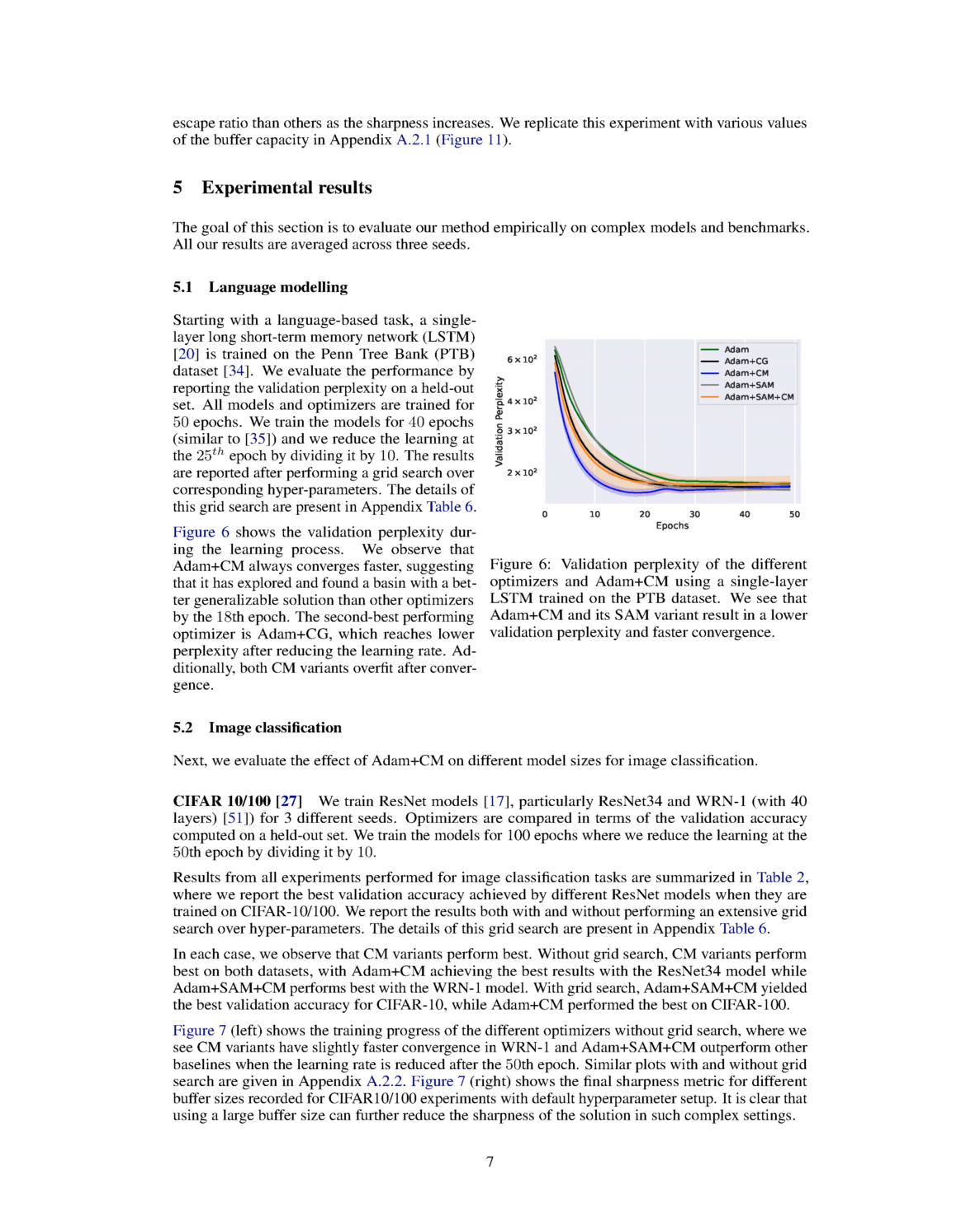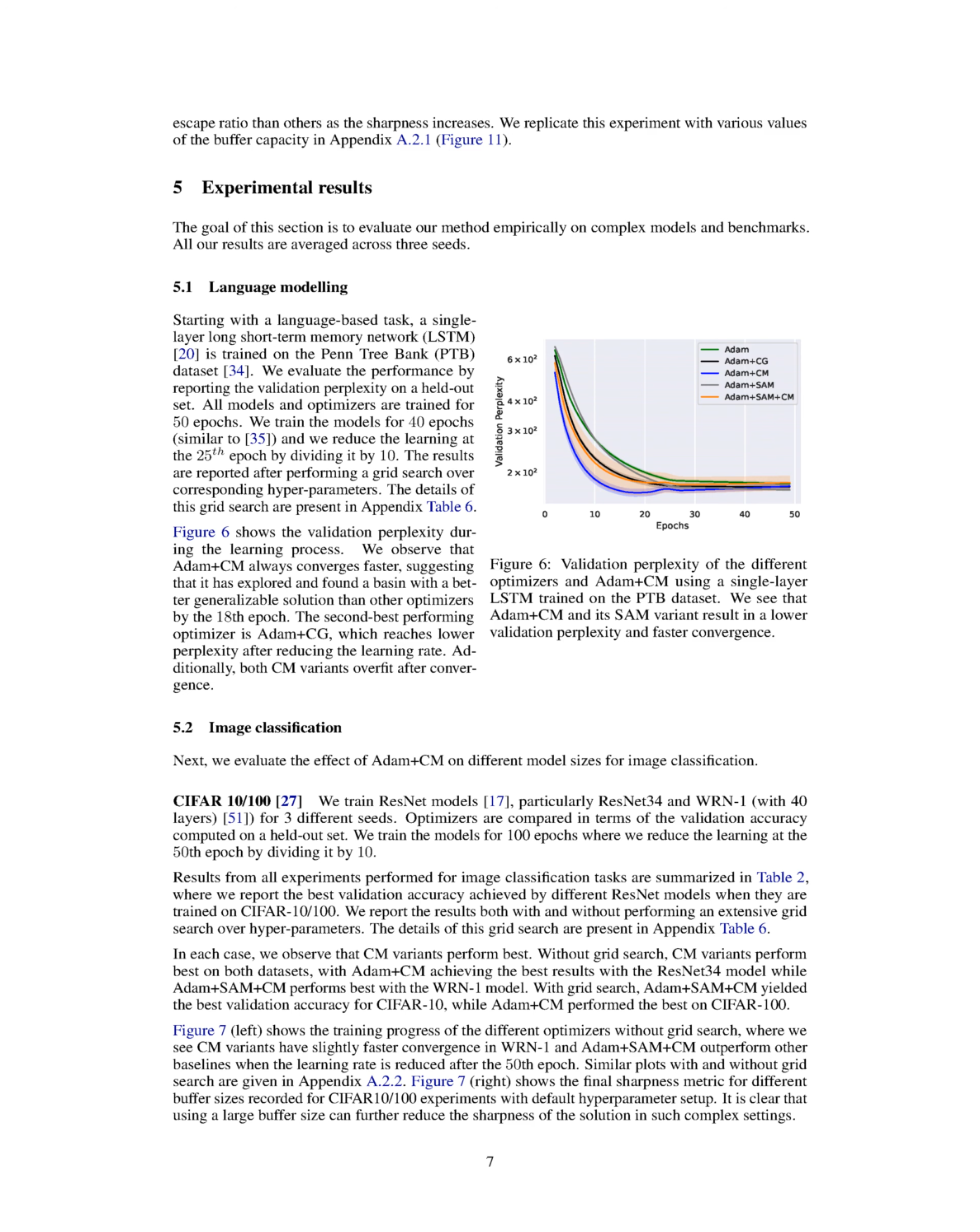Section 5, Experimental Results. In this section, we'll share the results of our experiments. Our aim was to test our method on complex models and benchmarks. We've averaged all our results over 3 trials. First, we looked at language modeling. We trained a single-layer long short-term memory network, LSTM, on the Penn Treebank, PTB, dataset. To evaluate the performance, we reported the validation perplexity on a set of data that we didn't use in training.